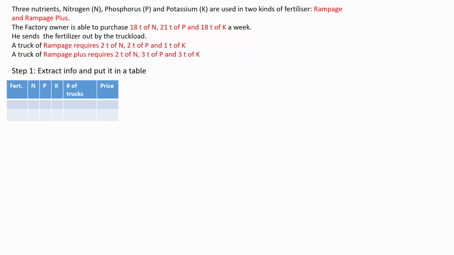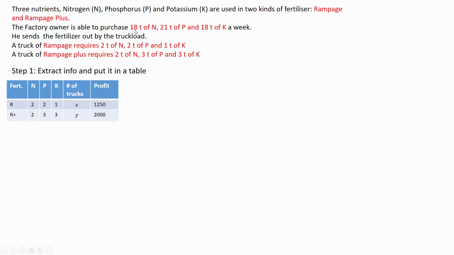So I'd draw up a table like this. In my first column, I'm going to put the names of the fertilizers, then the different nutrients that we're using. I'm going to assign variables to the numbers of trucks, and I'll put the price up there. Actually, it should say profit. There we go, profit. So the fertilizer, I've just shortened it to R and R+.